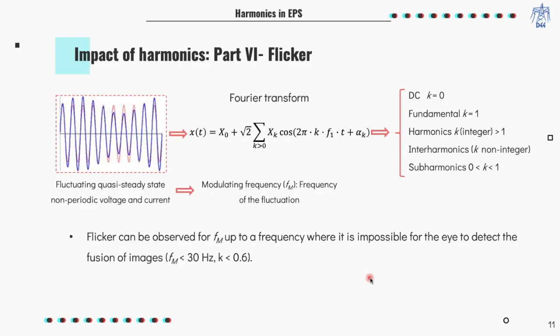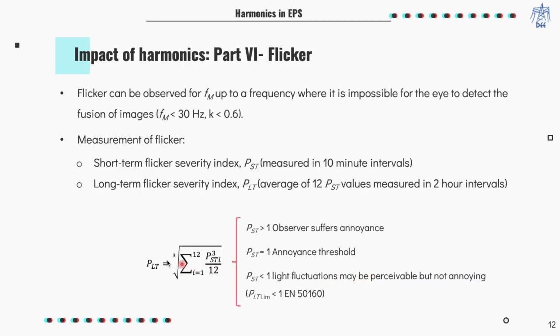There are two indexes for the measurement of flicker severity. The short-term flicker severity index, which is measured in 10-minute intervals, and the long-term flicker severity index, which is an average value of the 12 short-term flicker severity indexes measured in 2-hour intervals. The standards fix the limits of these indexes to measure the effect of flicker on people.